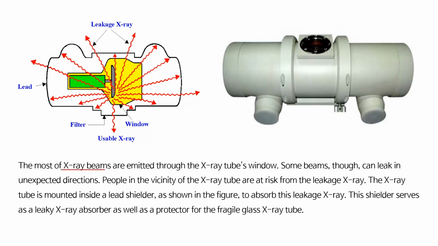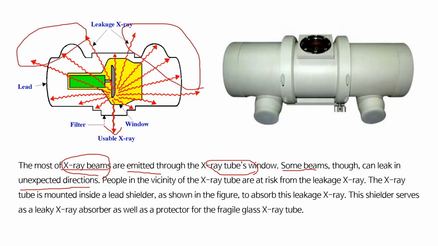Most of the X-ray beams are emitted through the X-ray tube's window, this window. However, some beams can leak in unexpected directions, this direction. But this figure is exaggerated, because most of the X-ray beams come through this window. Only a small part of the X-rays might go in this direction or this direction. So this figure is much exaggerated.